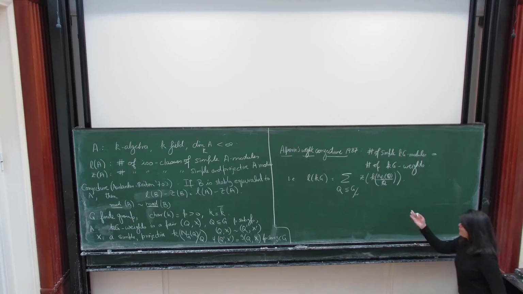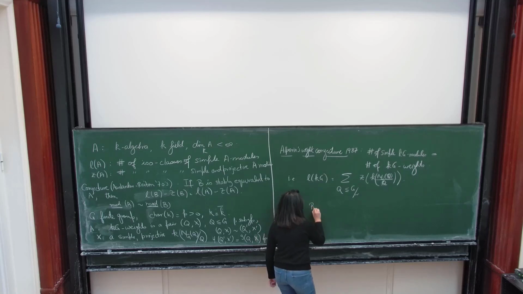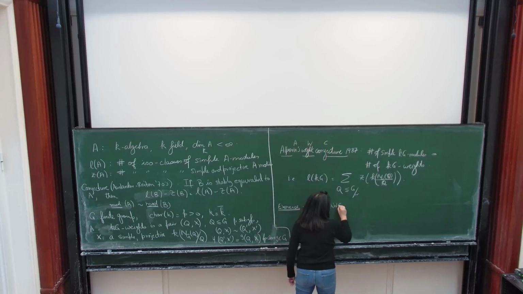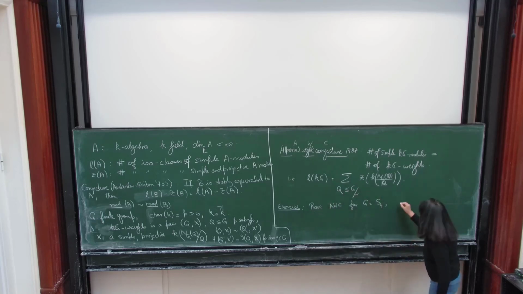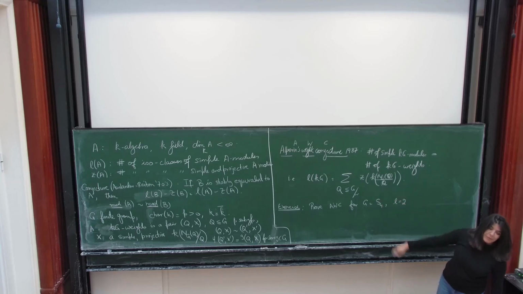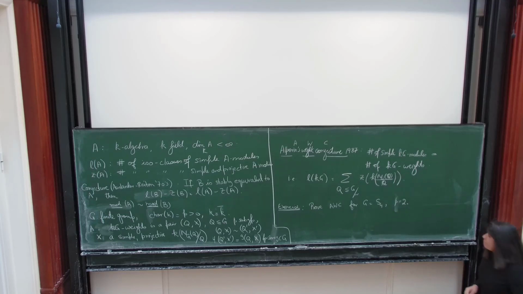Okay, and if this is new to you, maybe as an exercise, you could try to prove this. So I call this AWC, Alperin's weight conjecture. For example, take G to be the symmetric group on 4 letters, and L equals 2, and maybe by the end of the lecture you can tell me what these numbers are.